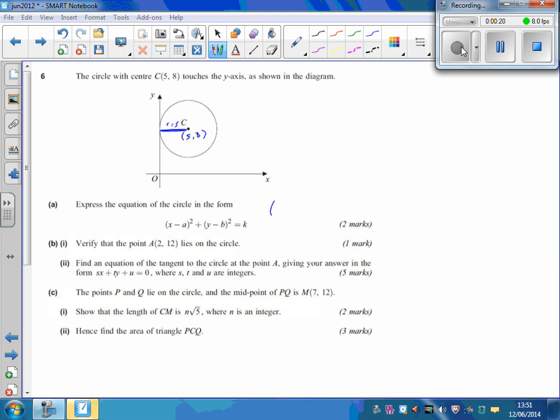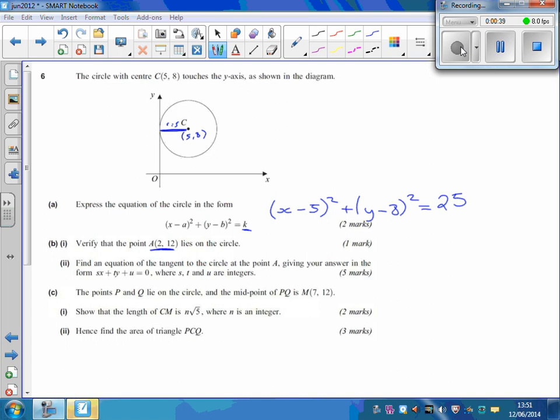And so our equation is going to be (x minus the x centre) squared plus (y minus the y centre) squared equals, well, we can't just leave it as 5 squared because we want a number, so equals 25. So let's try and find out if this does fit on the circle.